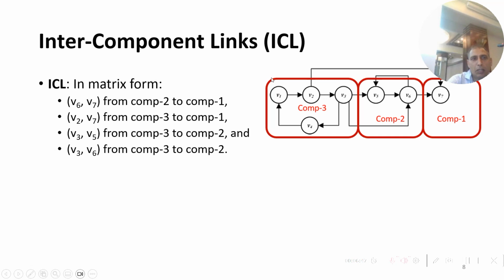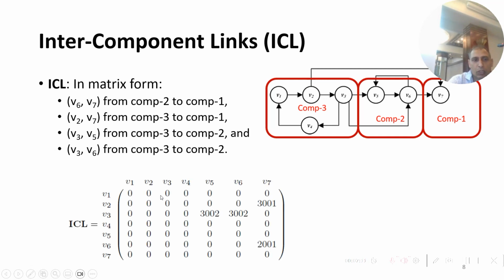Intercomponent link, ICL, in matrix form. V6, V7 from component 2 to component 1; V2 to V7 from 3 to 1; V3, V5 from component 3 to component 2; and V3, V6 from 3 to 2. And then the ICL matrix is in this form.